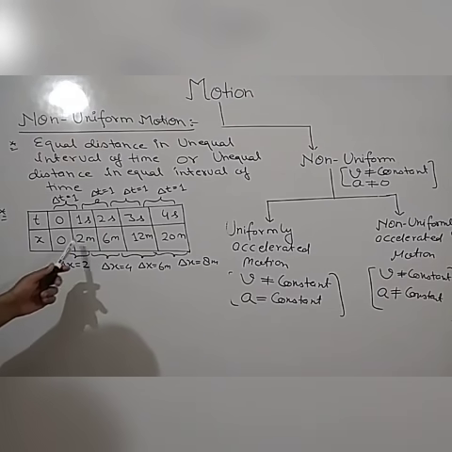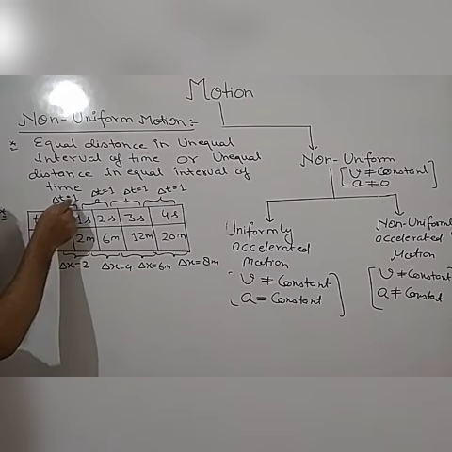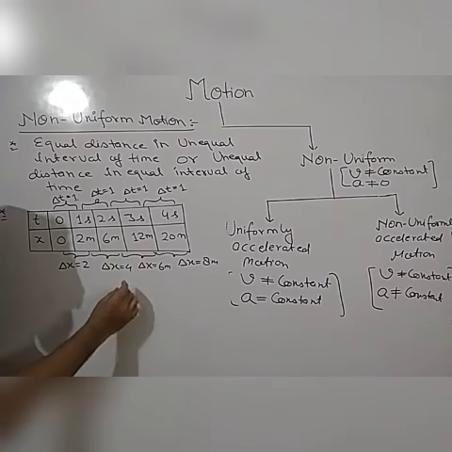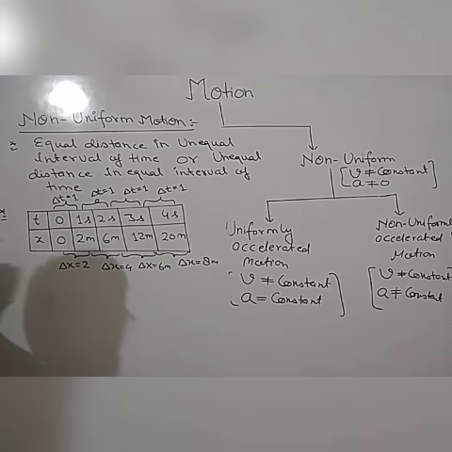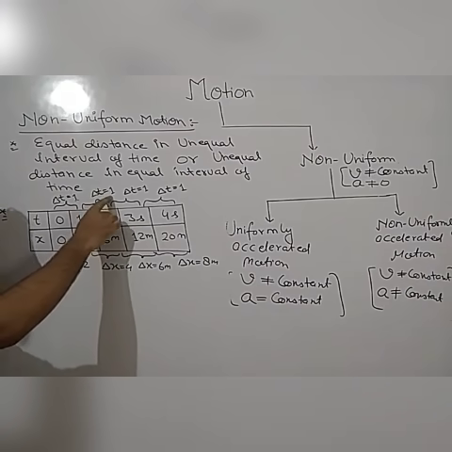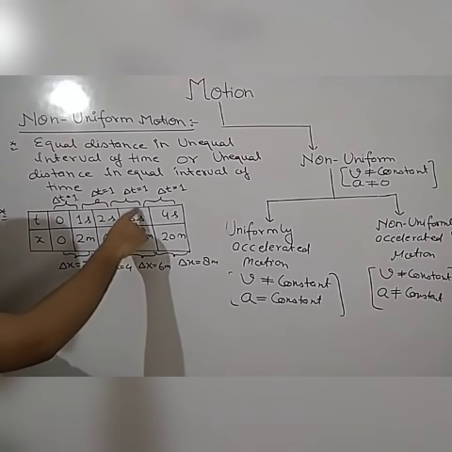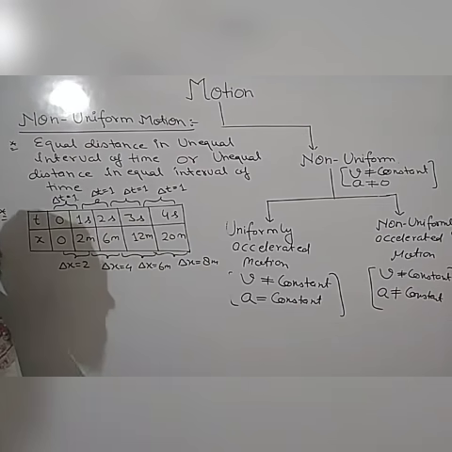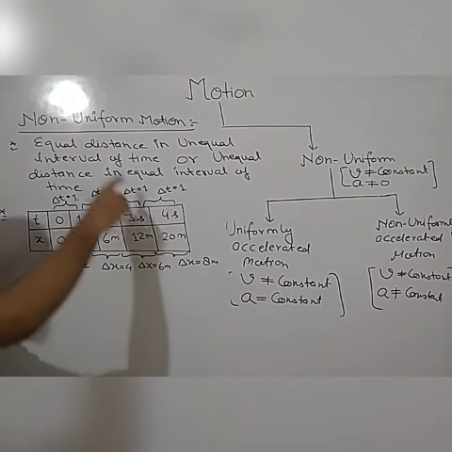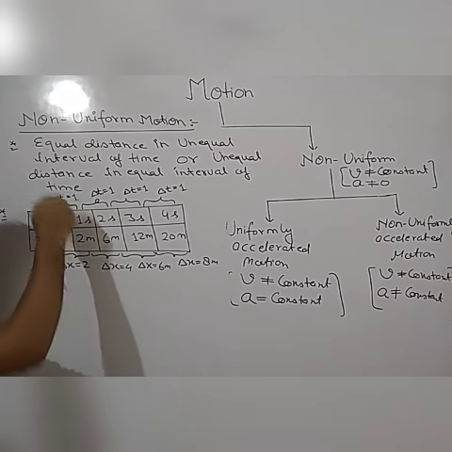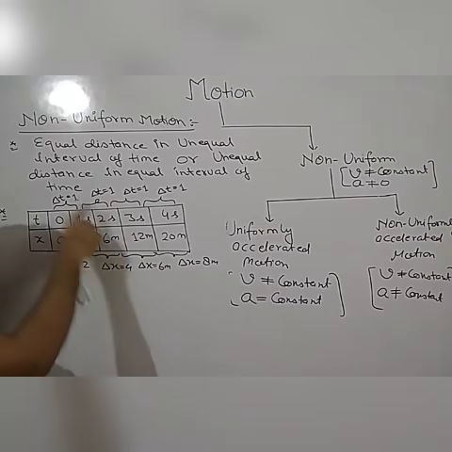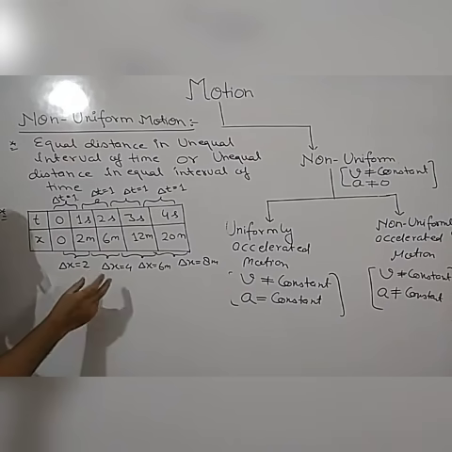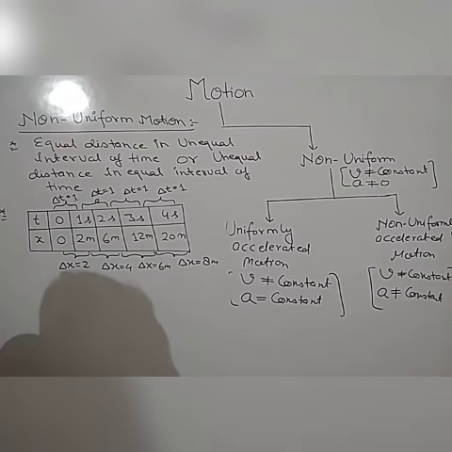Now we can see from this example, for every 1 second, the change in position or the displacement is not same. For the first second, the displacement is 2 meter. For the next second, displacement is 4 meter. For the next second, displacement is 6 meter. And for another 1 second, displacement is 8 meter. It means for equal interval of time, the body is covering unequal distance. Time interval is same, but the distance covered or the displacement covered is unequal.